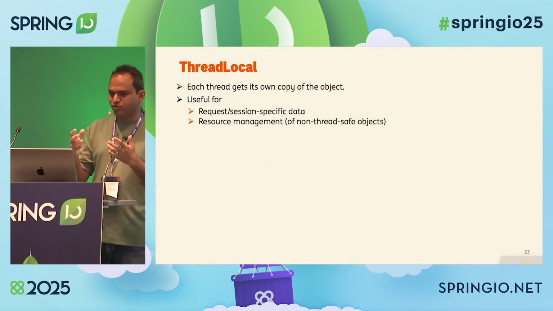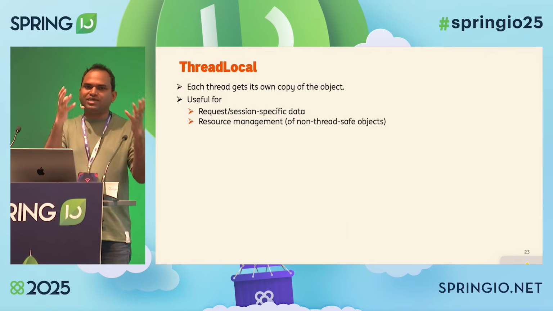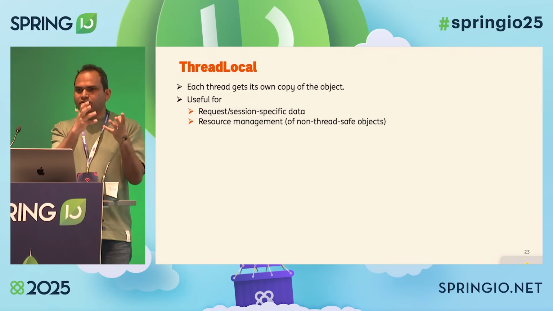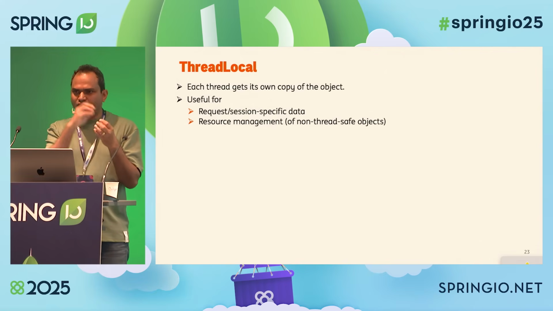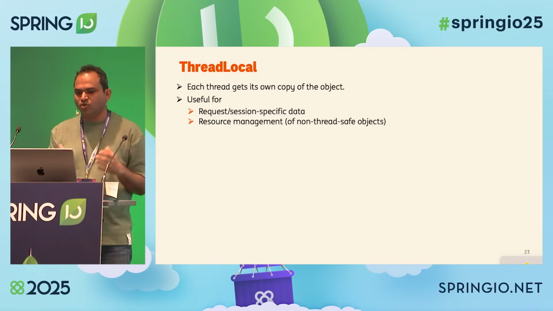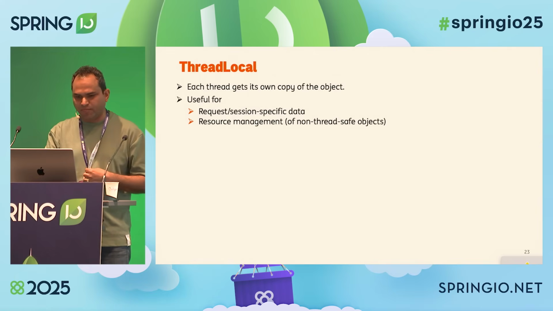Also, it is useful for resource management of non-thread safe objects. So if you have a class which is not thread safe, you can use that along with ThreadLocals. So you can have ThreadLocal instances of that class, and that way each thread gets its own instance, so there is no issue with the class being not thread safe.